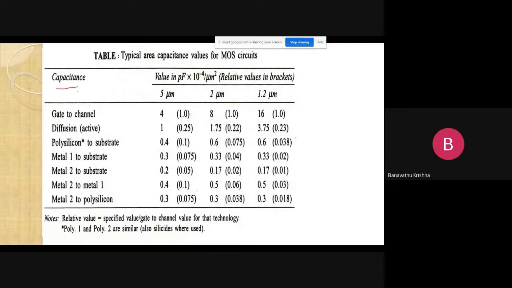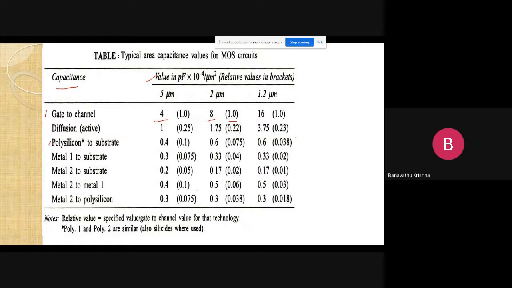This is the capacitance value for various layers, and the value is in picofarads times 10 to the power of 4 per micrometer square. The value in brackets is the relative value. Suppose the gate to channel capacitance in 5 micrometer technology is 4, and the relative value is 1.0, and in 2 micrometer technology it is 8, and the relative value is 1.2. We use these values in various problems.